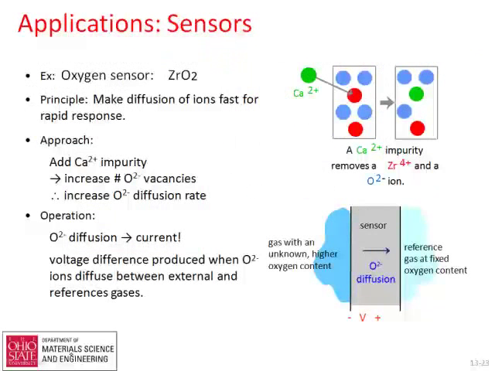Another application is sensors. We can make solid state electrolytes out of things like zirconia. Calcium doped zirconia allows us to diffuse oxygen very easily through zirconia, although we don't bring electrons through very easily. And that allows us to make oxygen sensors out of these materials. Again, we're using functional properties.